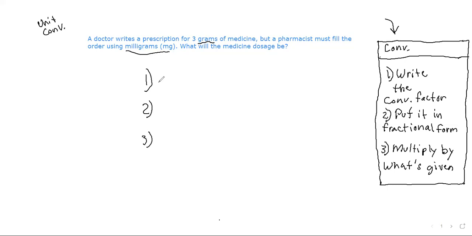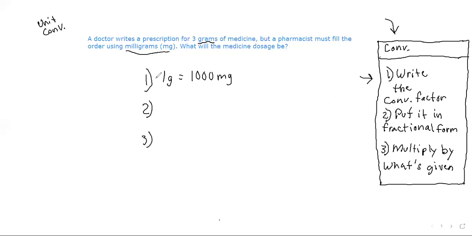So the first step is to write the conversion factor. The conversion factor is just the equivalence between the two units you see in the question. So we have grams and milligrams, and it turns out that 1 gram equals 1,000 milligrams. And that's great. Okay, so now we've done step one.